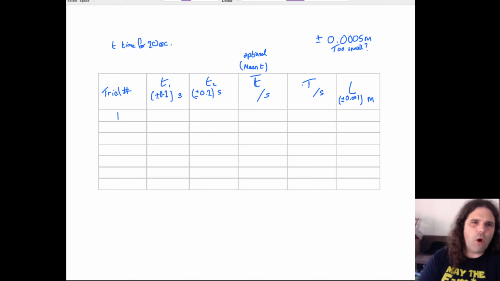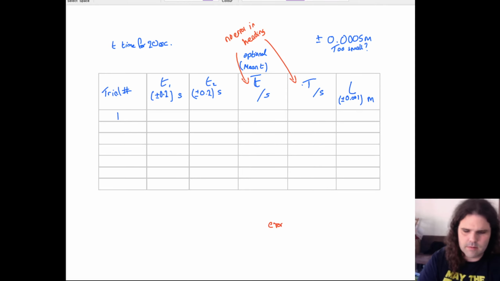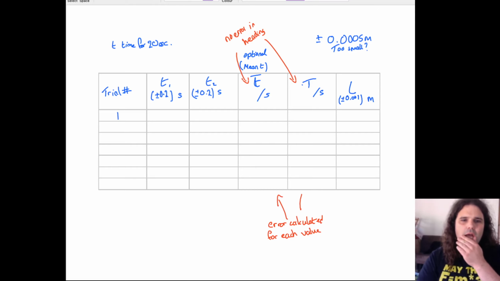Okay. Now I've not put, you'll notice, any errors in t-bar, the mean t, or T, the period. And that's because these are calculated values. So there isn't an error at the top of those. No error in heading, there, or there. The error would go in the table. So error calculated for each value, because for every value it could be different. Okay, and that's something we're going to look at later.